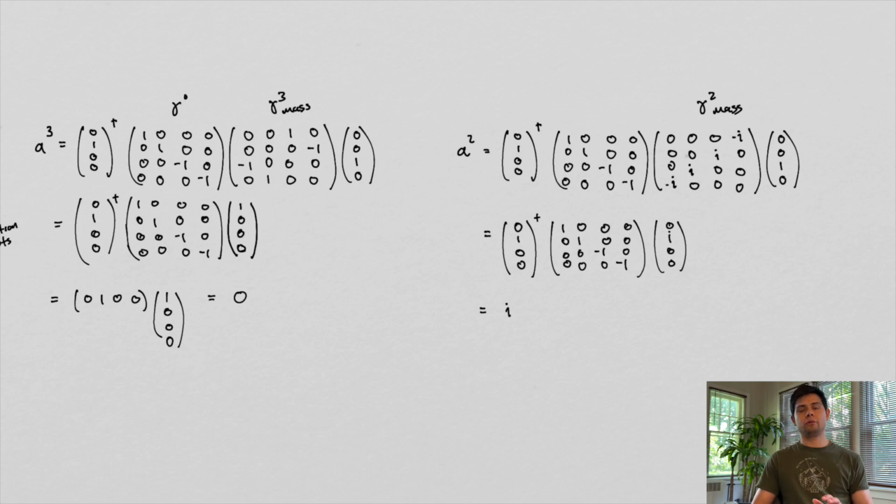You can do more examples like this, but all this really is, is a bunch of matrix multiplication to bookkeep what our spins are, the state of our spins.